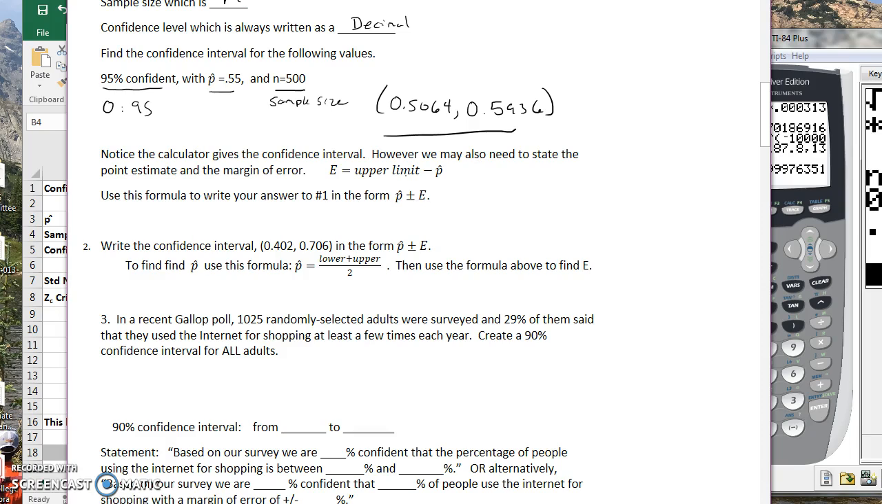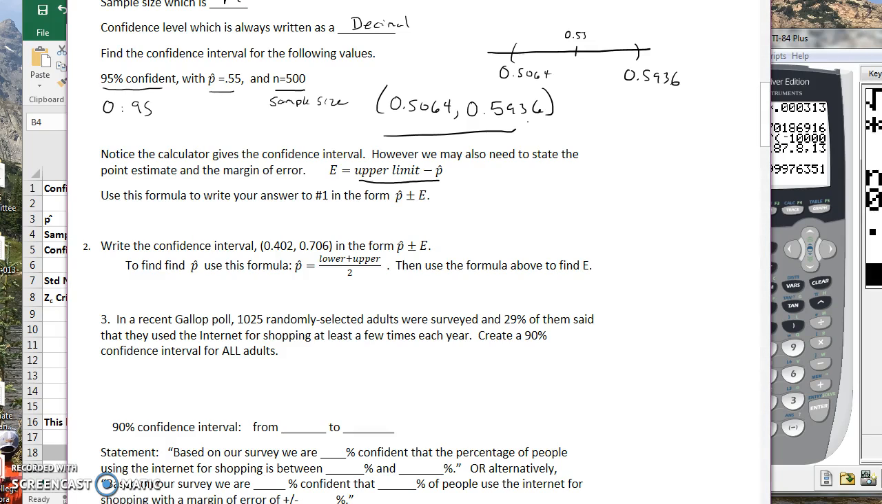So now it says, notice Excel gives us the confidence interval. However, we may also need to state a point estimate and the margin of error. We can always find that by doing the upper limit, or the maximum value of our confidence interval, minus our point estimate. It says, use this to rewrite your answer to number 1 in the form of p plus or minus e. So I like to think about this in terms of a number line. We would have 0.5064 on the left, our point estimate of 0.55 in the middle, and 0.5936 on the right-hand side.